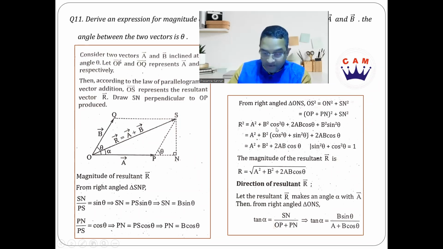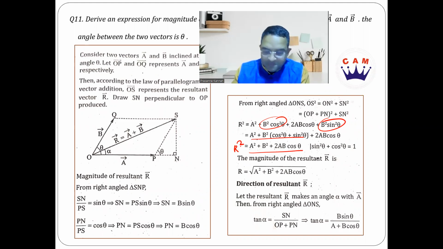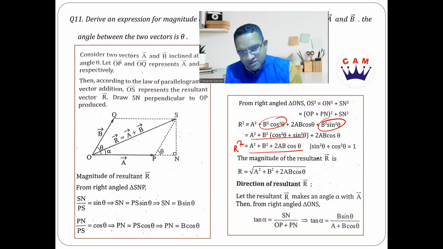Now if I combine B square sin square and B square cos square, we get B square, because cos square plus sin square is 1. So this is your final expression. R square is equal to A square plus B square plus 2AB cos theta. So R will be equal to root of A square plus B square plus 2AB cos theta.